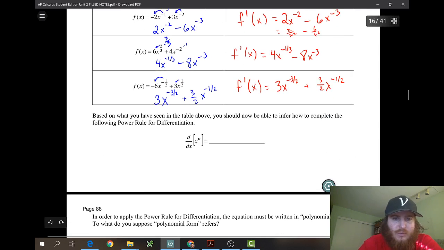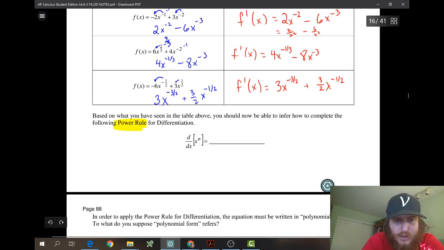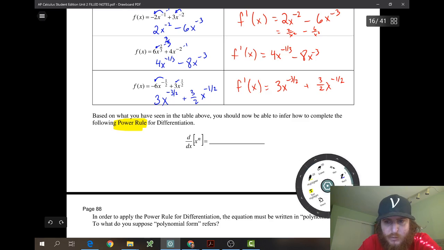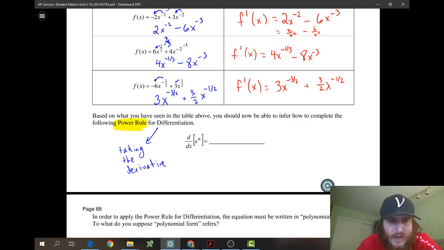Okay. So this rule is going to be called the power rule. Okay, underline this, highlight this. But the power rule for derivatives or for differentiation. Right? When we see the word differentiation, that means the process of taking the derivative. So now, instead of having to do that whole long limit as h approaches 0, which is the actual definition, the power rule is a shortcut.